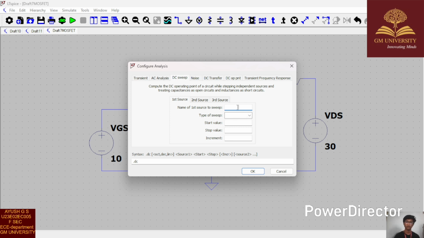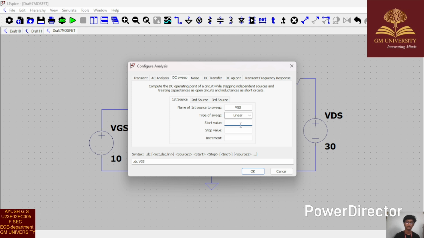So now, first, the one which is varying, VGS is varying, right? Take the VGS here. Now the type of sweep: we need the graph to be linear, right? So press on linear. The starting value of the linear and the stopping value of the linear.